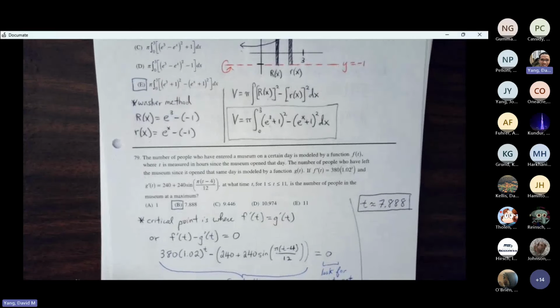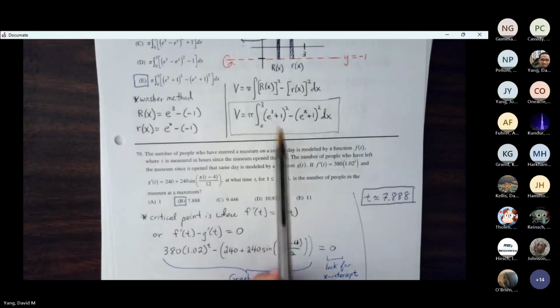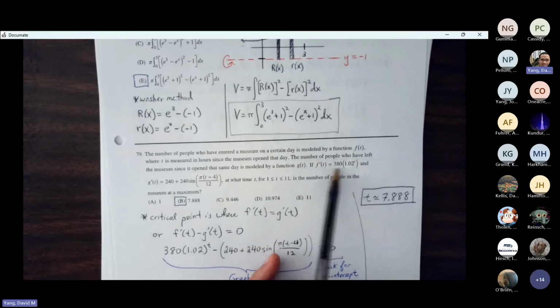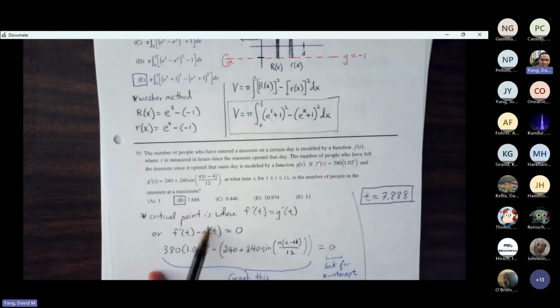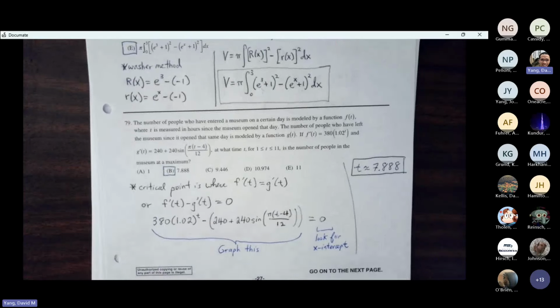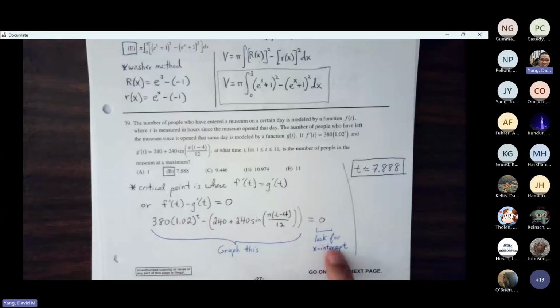79. The rate at which people are entering is f prime. The rate at which people are leaving is g prime. So the maximum number is when we have f prime minus g prime equal to 0. The rate at which people are coming in and people are leaving, once they are equal to each other, we know that's the maximum, because after that point g prime is going to rise above f prime, and the number of people in the museum is going to continue to decrease. So we basically want to set f prime minus g prime equal to 0. We're going to graph this mess and then look for the x-intercept.